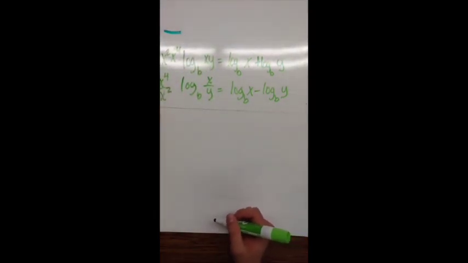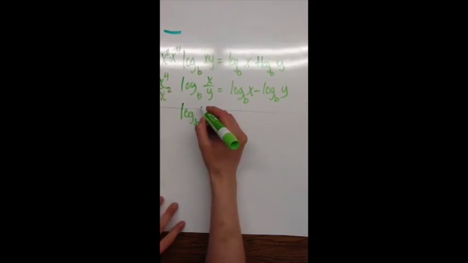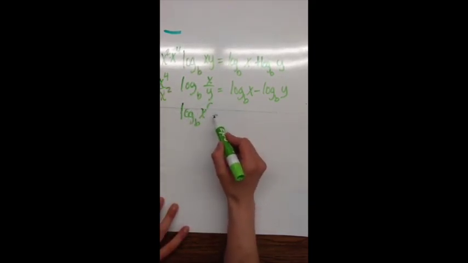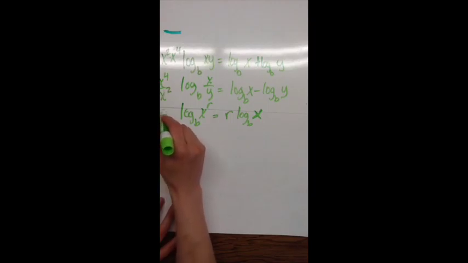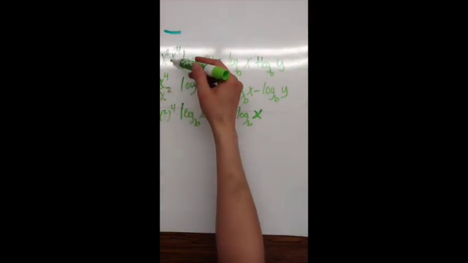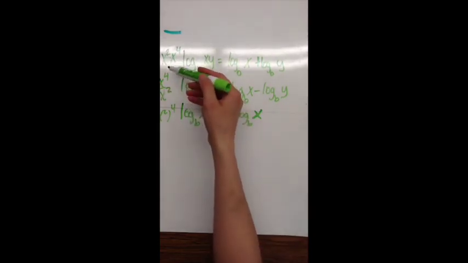So our last rule has to do with having a power. So if I have log base b of x to the r, what I can do is multiply the r out in front. So I get r log base b of x. So this would be similar if I had x squared to the fourth, and we end up multiplying the 2 and the 4. So this is kind of how I remember the rules that go with expanding and condensing logs. It goes with your exponent rules.